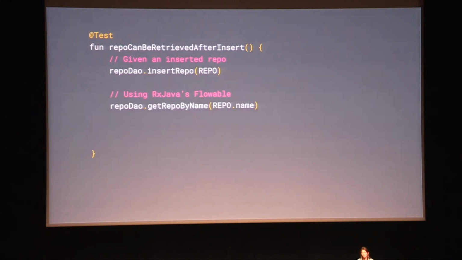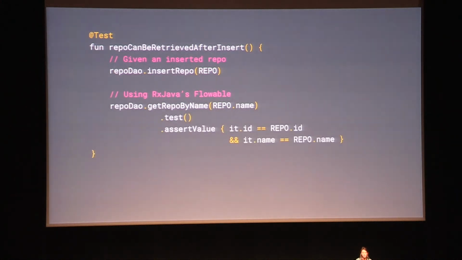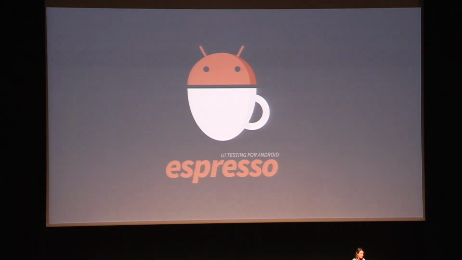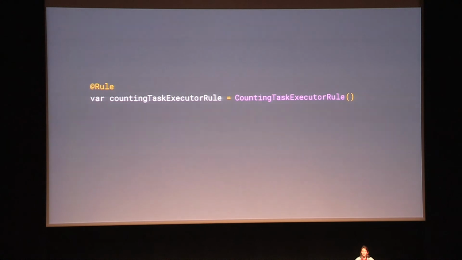Using the RxJava flowable, things are pretty similar. So you would still need to use the instant task executor and then just get the test value and then assert that the value is the one that you expect. But then if you want to implement Espresso tests that under the hood also test code that uses Room, that uses asynchronous operations, then you would use the counting task executor rule. I won't go over in detail how to use this, but check out the samples that we have because we also have examples of how to use this counting task executor rule.